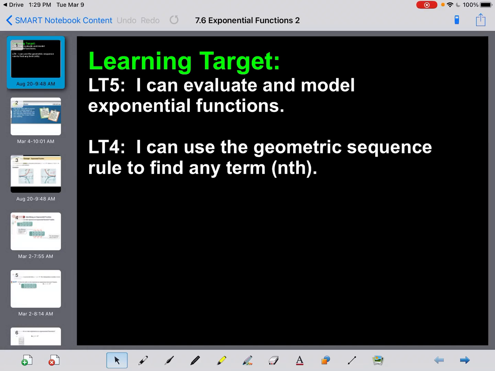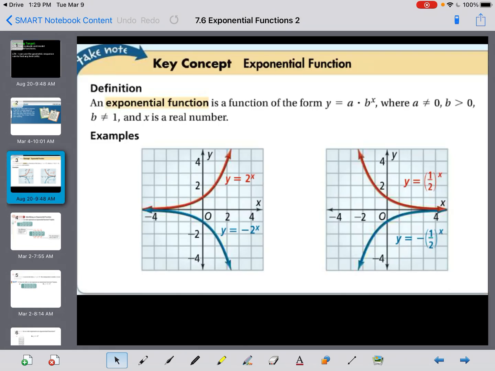Chapter 7, Section 6, Exponential Functions, Part 1. Okay, exponential function graphs look like these arcs that never actually touch zero, even though it kind of looks like it to the naked eye.